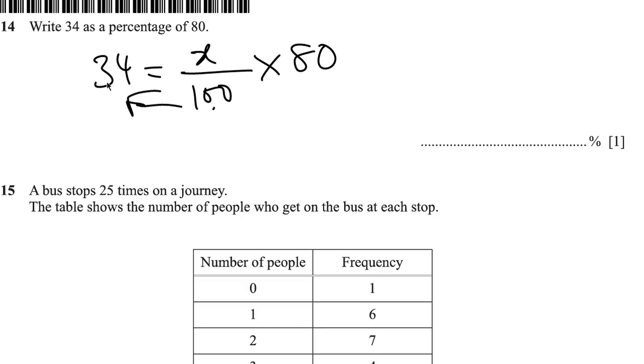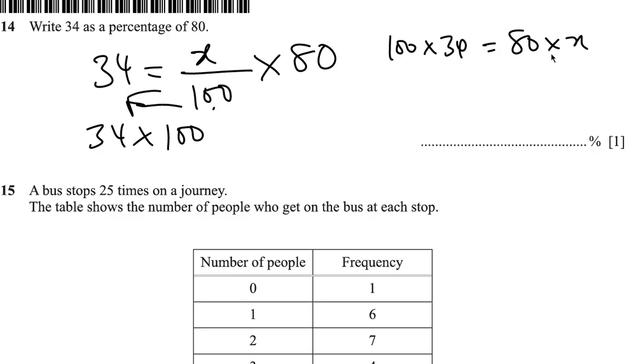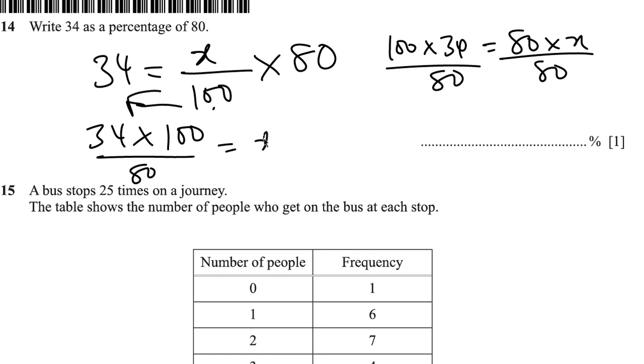So if you multiply through by 100, it's going to be 34 times 100. Watch carefully here, we have 100 times 34 is equal to 80 times x. So if we divide through by 80, that's it. 34 divided by 80 is equal to x, and that collapses to 34 over 80 times 100. So if you're asked to write a number as a percentage of another, all you simply need to do is that number divided by this, and then times 100. So it's simply 34 over 80 times 100.